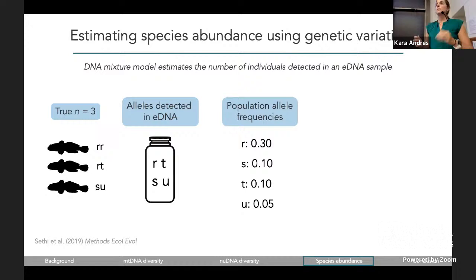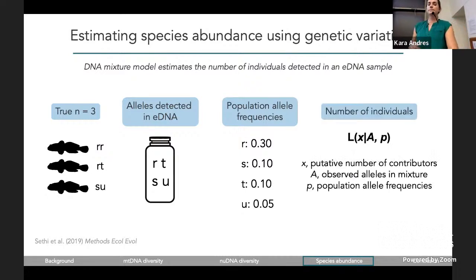So we can actually use the population allele frequencies and apply the DNA mixture model, which calculates the likelihood that any number of given individuals, X, could produce the observed alleles, A, given their associated population allele frequencies, P. So if you go through and do the math in this example, you would get a maximum likelihood estimate of 3 individuals, which is the true number of individuals in this example.